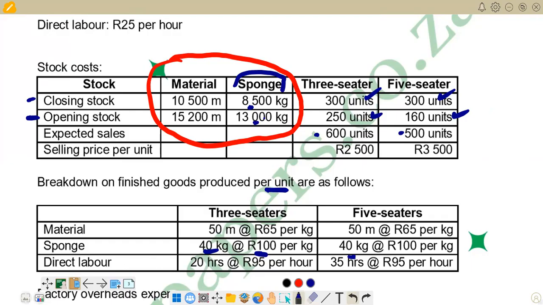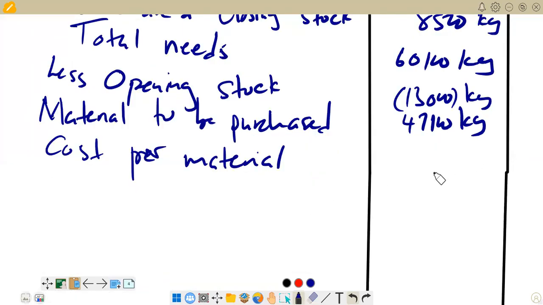It's going to be our value per kg. So we go back there to see what we have. Here, remember, it's 100 rands. So we multiply now, 47,100 times 100 rands, and obviously we are going to get 4,710,000.